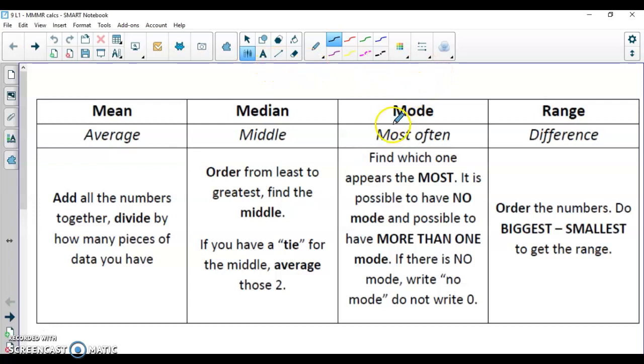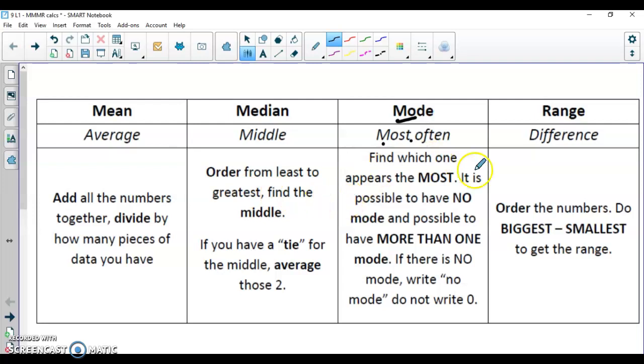Your mode starts off MO, most often, MO, most often, mode. You find which one appears the most. It is possible for us to have no mode in our set of data, and it's also possible to have more than one mode. If we have more than one, we'll just list out those various numbers, and if we have no mode, we'll actually write out the words no mode, because we're not going to write the number 0, because 0 could also be considered a data point.